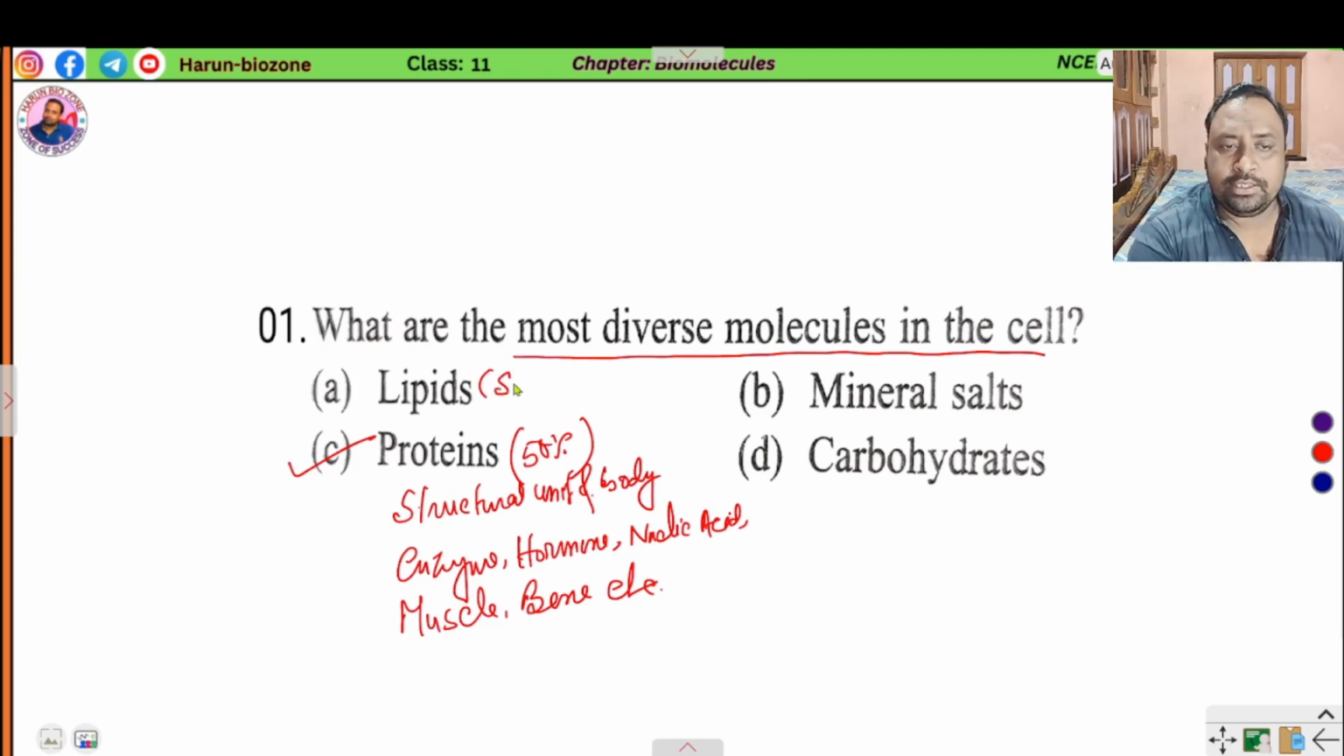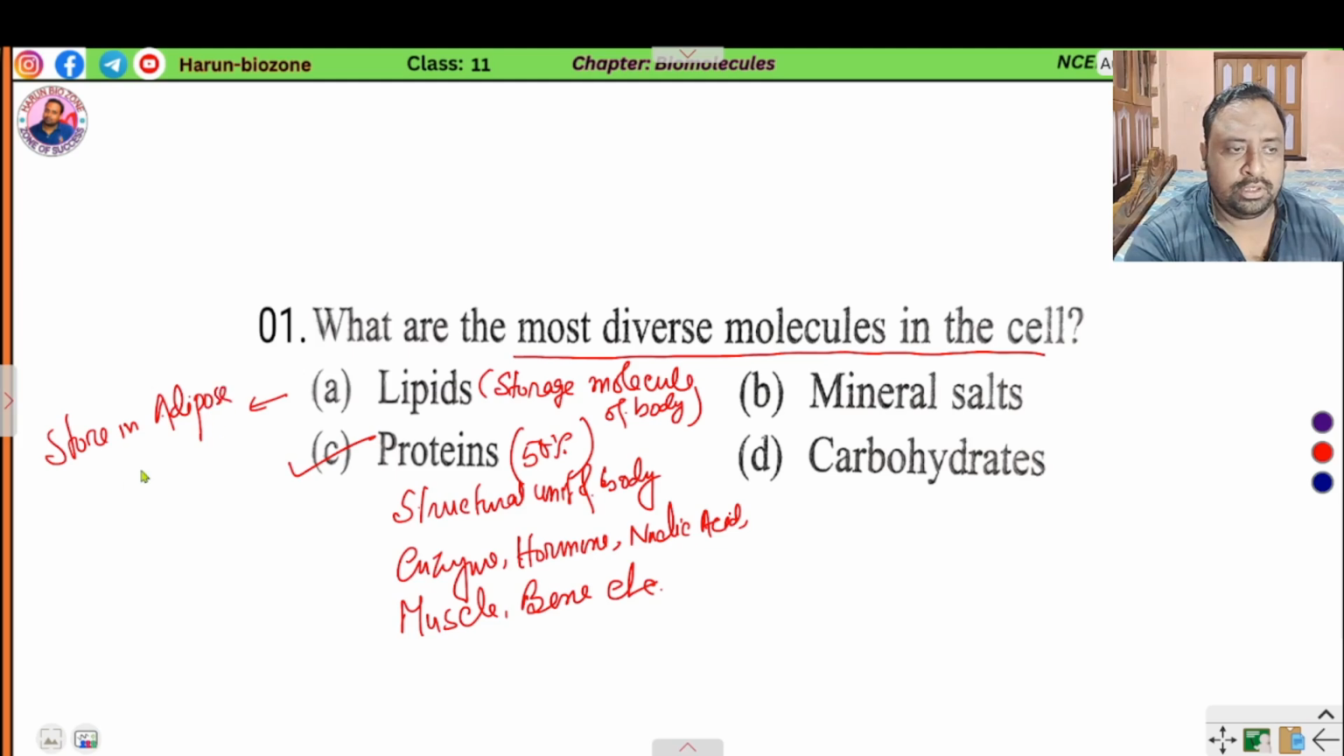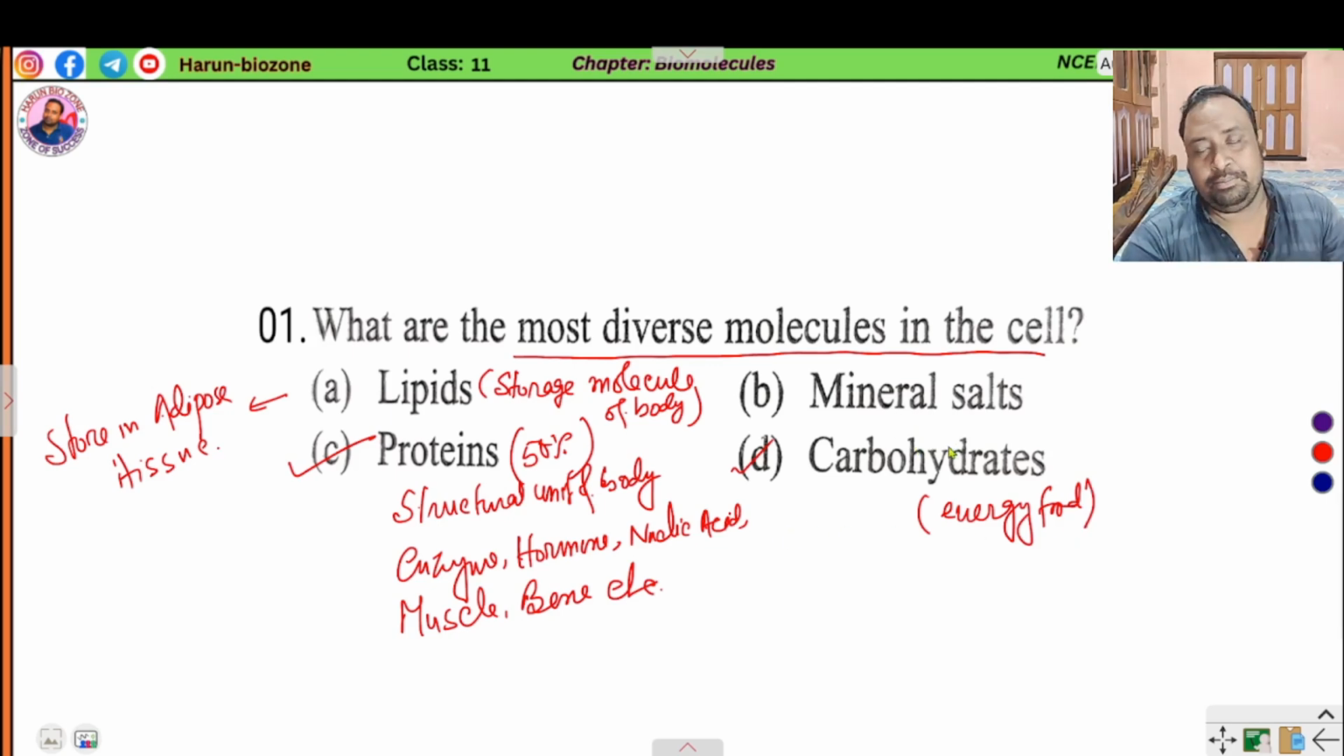Lipids are the storage molecule of the body and a high energy molecule, because 1 gram of lipid produces 9.3 kilocalories of energy, and lipids are stored in adipose tissue. Carbohydrate is the source of energy food. Mineral salts are microelements and macroelements. So the most diverse molecule in the cell is proteins.